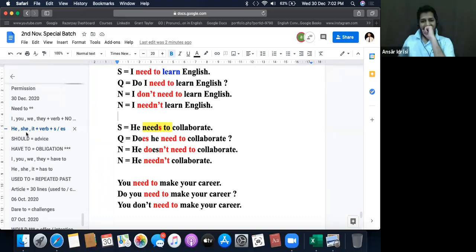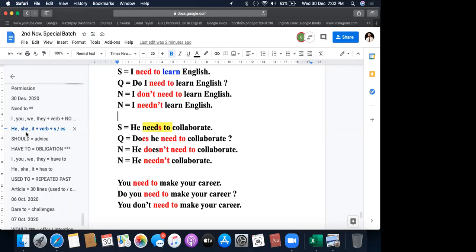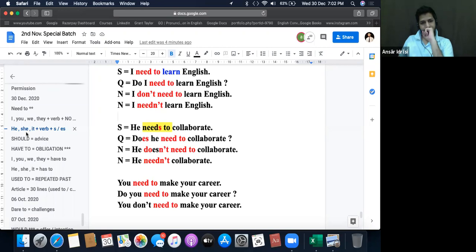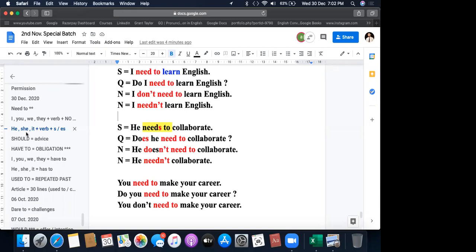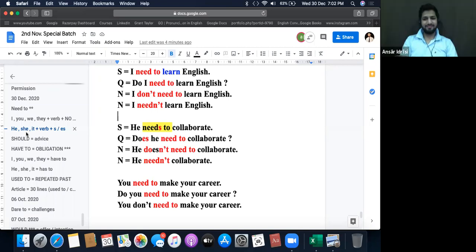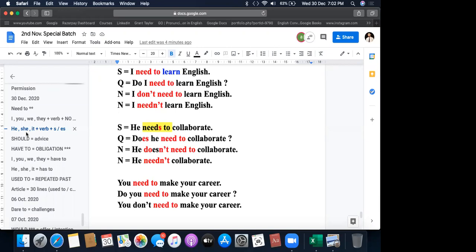Correct. You need to write an article. Do you need to write an article? You don't need to write an article. Correct. We need to buy a car. Do we need to buy a car? We don't need to buy a car.